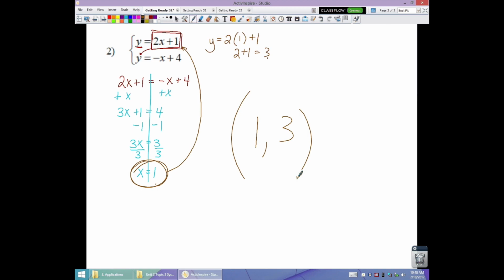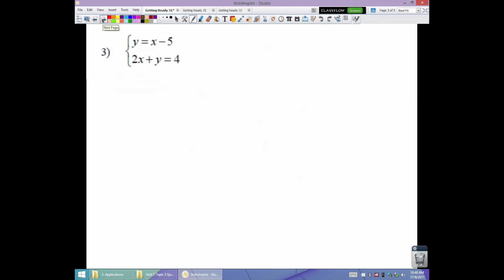Again, that has to work in both equations if you were to plug it in to check. Number 3, pick one variable to isolate. Well, again, if one or more of the variables is already isolated, use that to your advantage. I'm going to box the x minus 5 because this y is already alone.